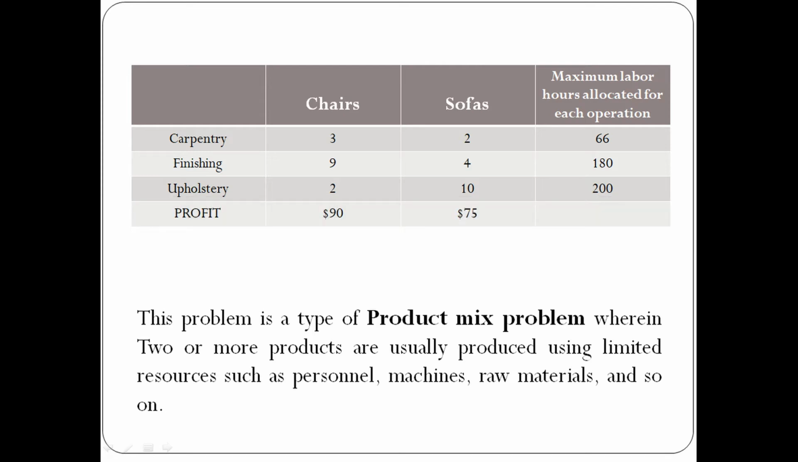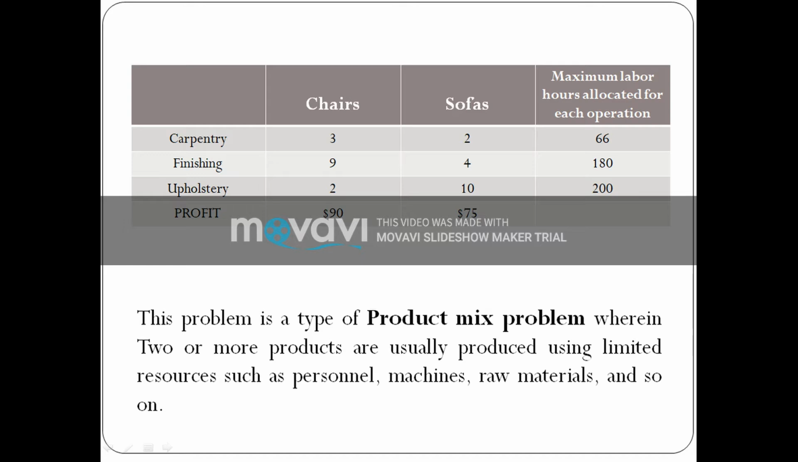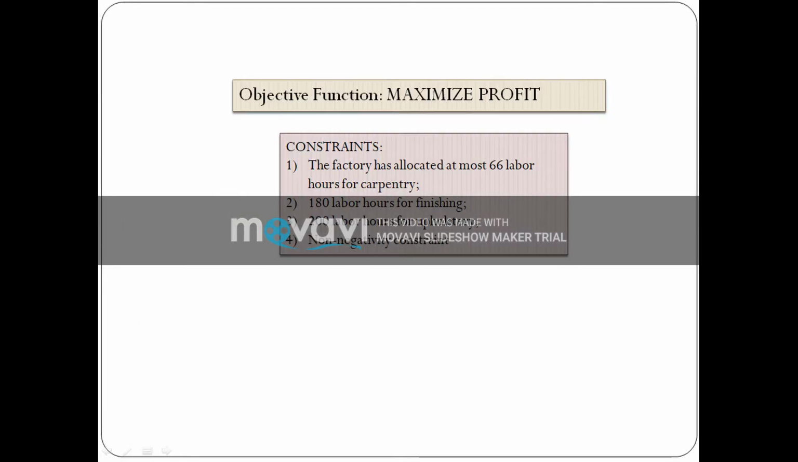This problem is a type of product mix problem, wherein two or more products are usually produced using limited resources such as personnel, machines, raw materials, and so on. Second is to identify the objective and the constraints. Now we identify the objective and the constraints of the problem.